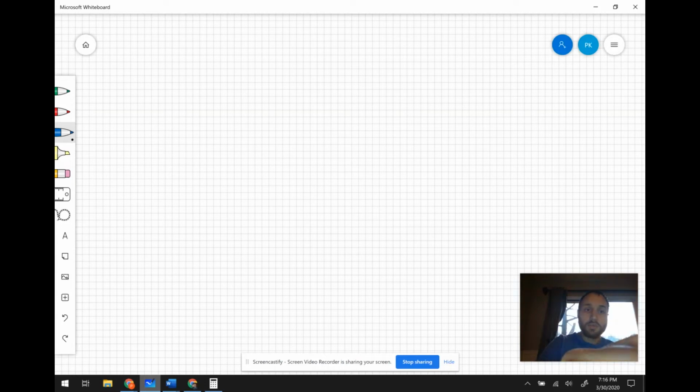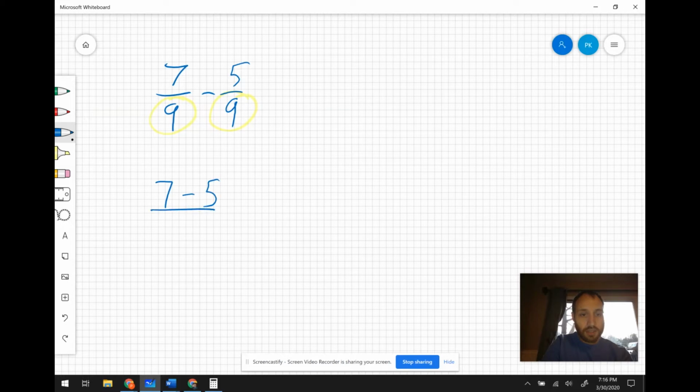So our first problem is going to be 7/9 minus 5/9. So remember, when it comes to subtracting or adding, we're looking at the denominators. And if the denominators are the same, then all we need to do is subtract the numerators. 7 minus 5 is 2. And we keep the denominator the same. The denominator is not changing here.